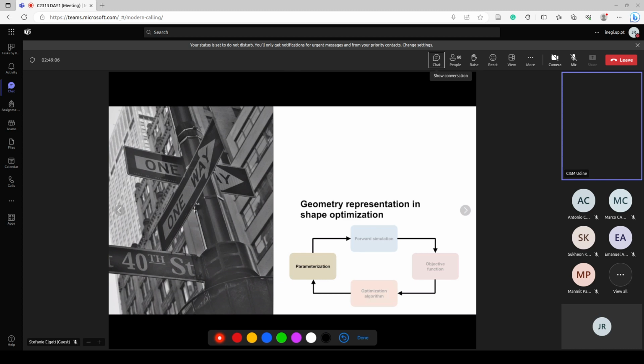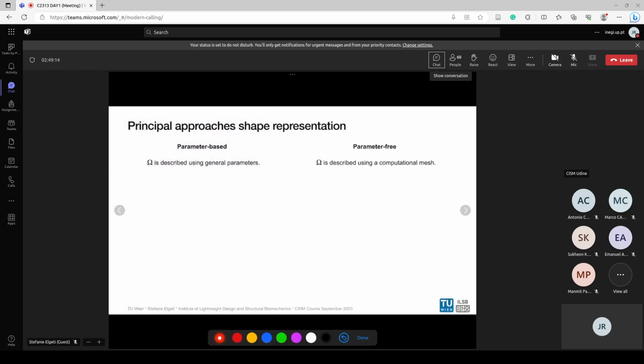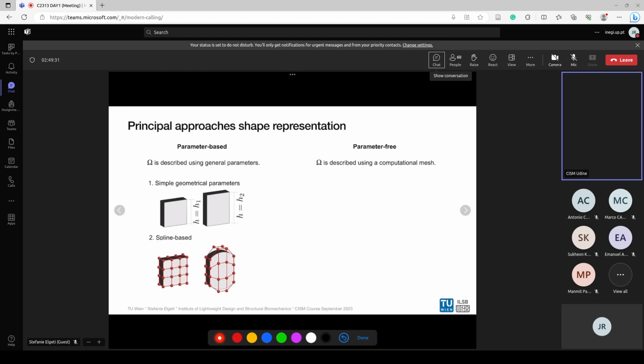Let's start with the shape optimization. If we think about our loop, we're talking about parametrization. In principle, we have two options for how to represent shapes. This can be parameter-based or parameter-free. In the parameter-based case, our geometry omega is described using general parameters. These can be very simple geometrical parameters like the height of some square, or it can, for example, be spline-based, which lets us represent more complex shapes.